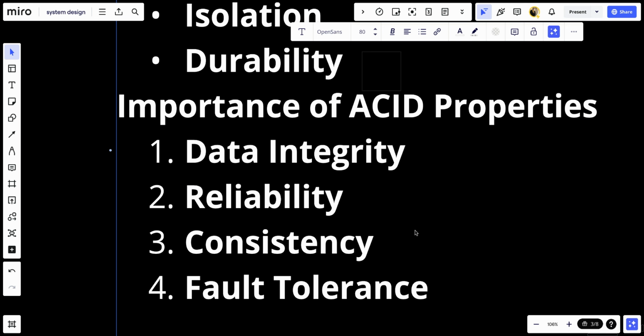Number four, we have fault tolerance. ACID properties help the system recover gracefully from crashes, ensuring that data is not corrupted. So, in conclusion, the ACID properties are foundational principles for transaction management in relational databases, providing a framework to ensure data integrity, consistency, and reliability. By adhering to these properties, database systems can handle complex transactions and concurrent operations while maintaining robustness and trustworthiness.